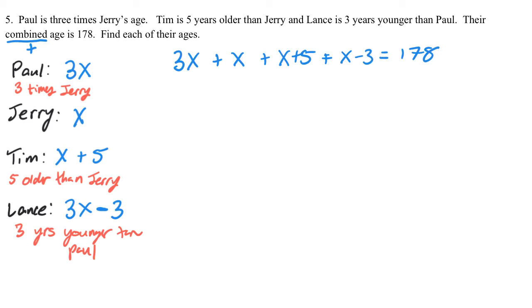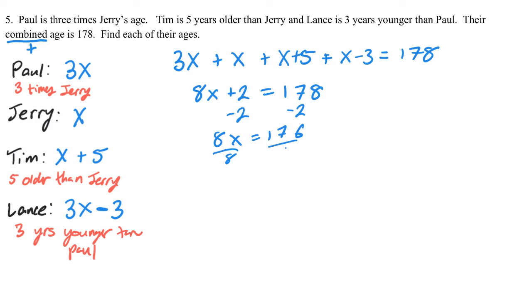So we want to solve this. So we're going to start by combining like terms. So we would have 8x plus 2 equals 178, and then solving as per usual. So subtracting 2 from both sides, 8x equals 176. Divide both sides by 8. We find that x equals 22. But that's only part of the puzzle, right? Because we really need to find everybody's age, and x only describes Jerry.